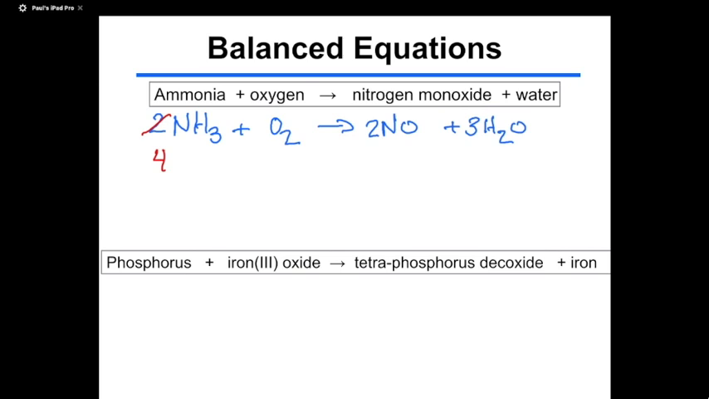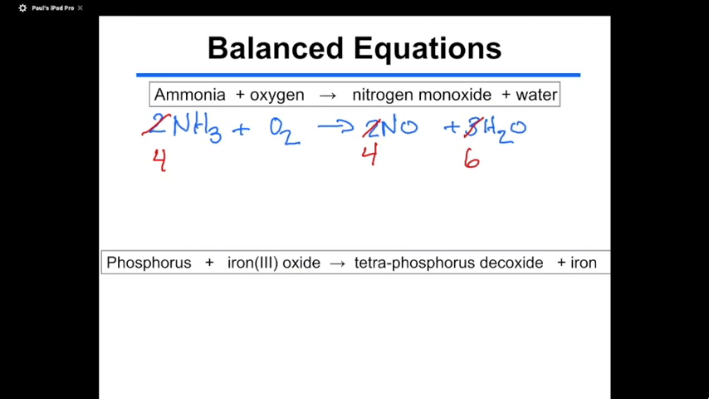That means I have 12 hydrogens. So what can I put in front of this to make it 12? Not 3, 6. Okay. This 4 means I have how many nitrogens? 4, right? So I'm not going to put 2 there. I'm going to put 4.